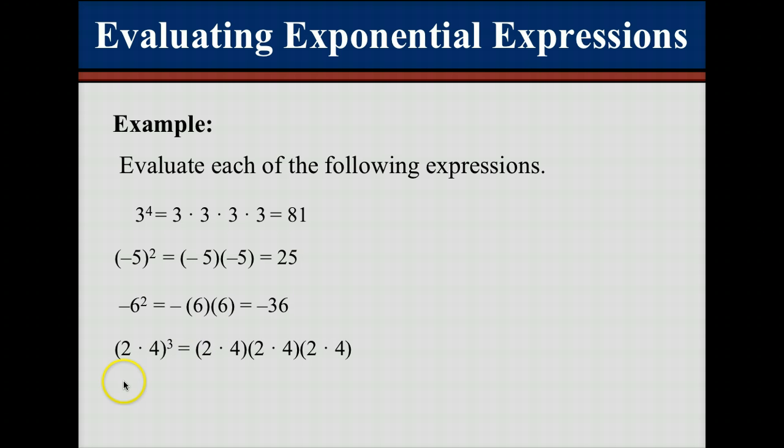So this will be 2 times 4 times 2 times 4 times 2 times 4, which is 8 times 8 times 8, or 512. Another note for you is when grouping symbols occur within grouping symbols, remember to perform operations on the innermost set first. And we have 3 times 4 squared, which is 3 times 4 times 4, which would be 48.